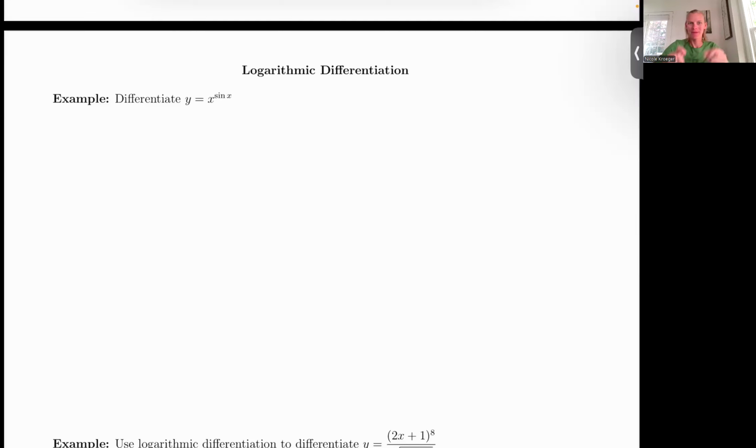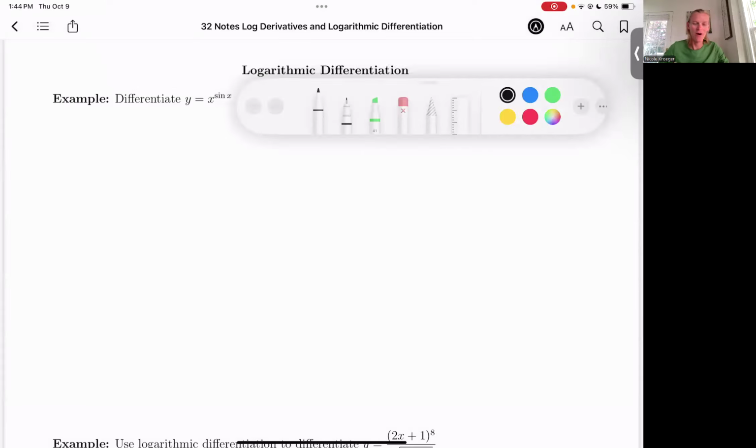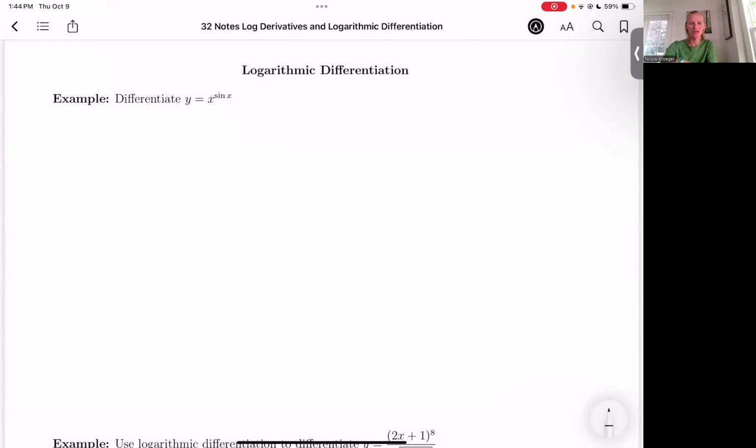Now we're going to do something called logarithmic differentiation. And doing this is going to involve taking the natural log of both sides of an equation in order to take a derivative of functions that we don't know how to differentiate already.